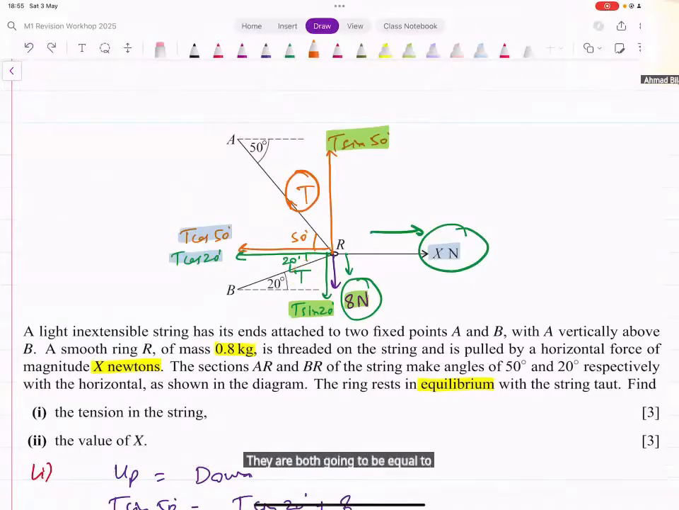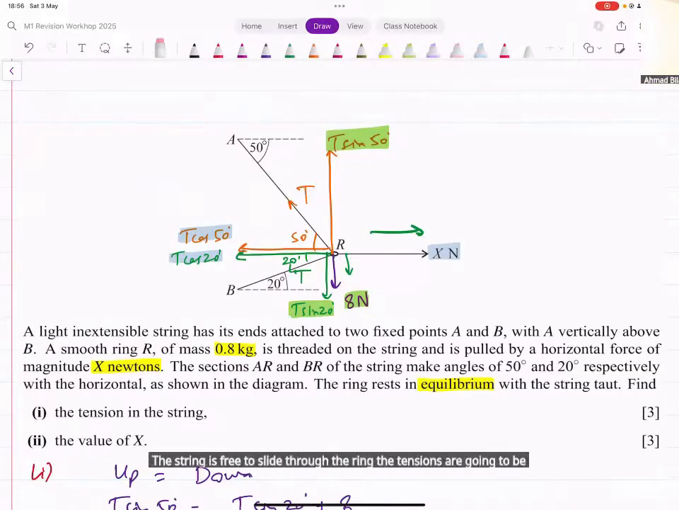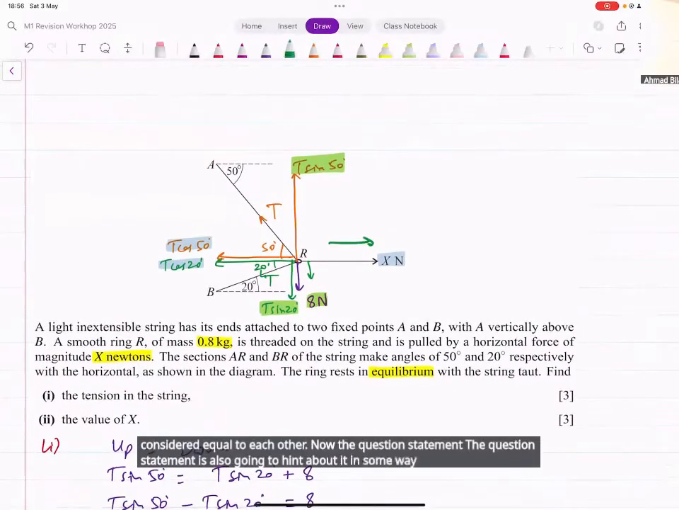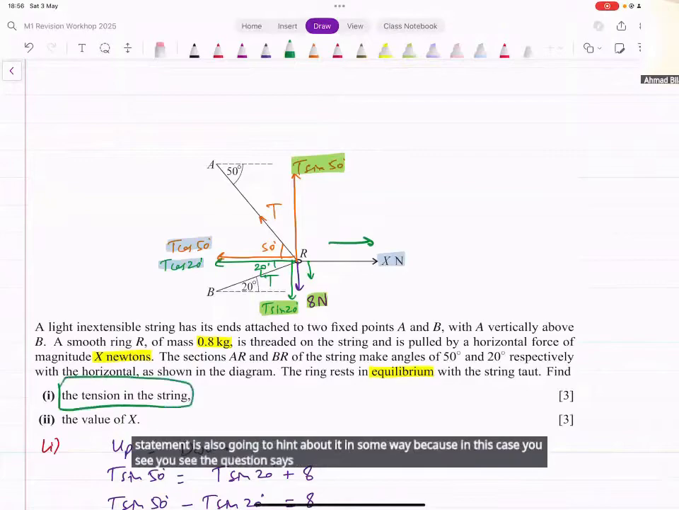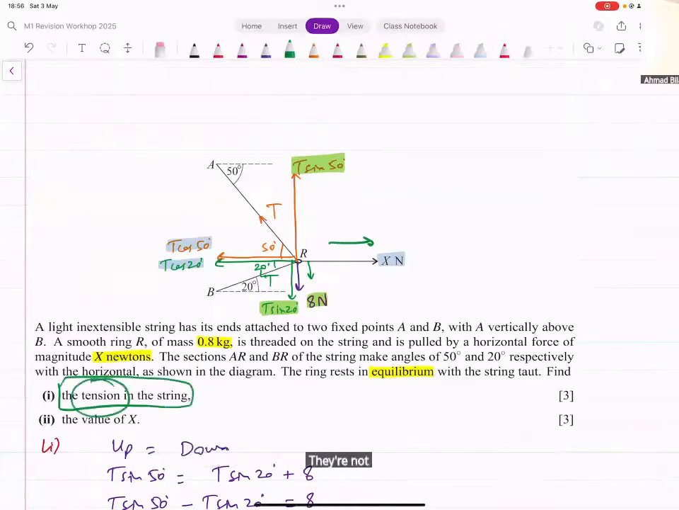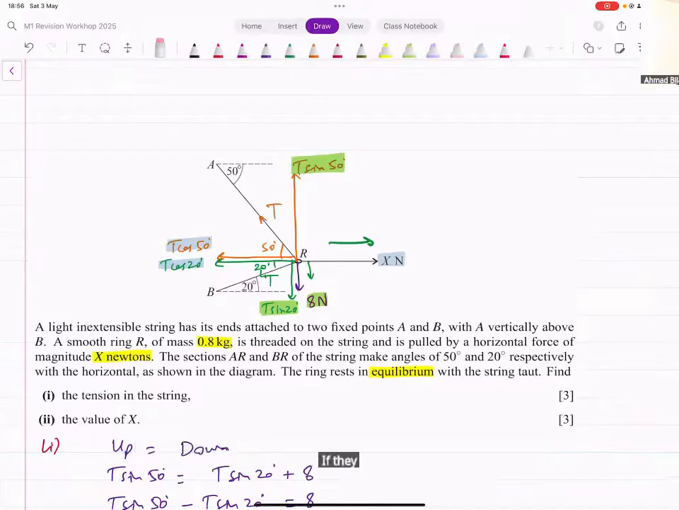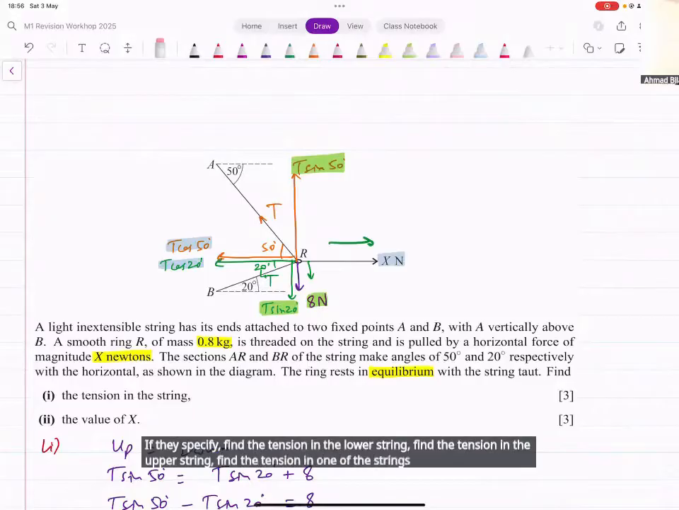Why? Because it's a ring. The string is free to slide through the ring. The tensions are going to be considered equal to each other. Now, the question statement is also going to hint about it in some way, because in this case, you see the question says find the tension in the string. They're not using a plural here. Find the tension. That means it has to be equal. It can't be multiple tensions. If they specify, find the tension in the lower string, find the tension in the upper string, find the tension in one of the strings, or find both tensions, in that case, you know that the tensions are going to be different.